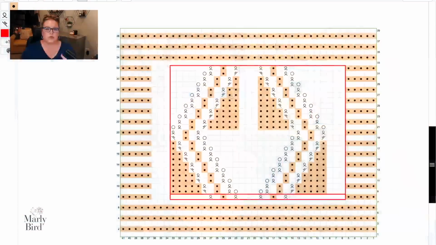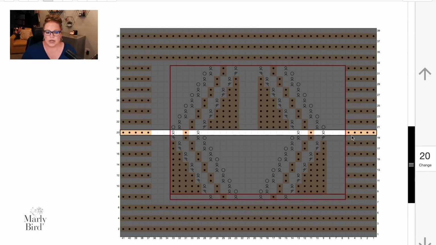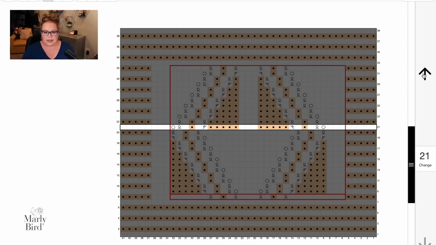Okay, as before, let's take a look at our chart and see where we are and see what these stitches are doing for us. As we take a look at the chart, we know that we are on row 21. So row 20 is what we just finished, and that's a wrong side row. So if I click my little number thing here, I am on row 21.